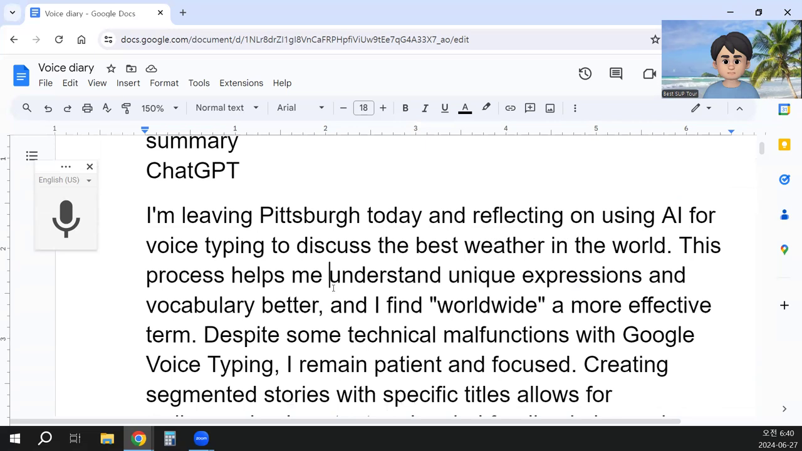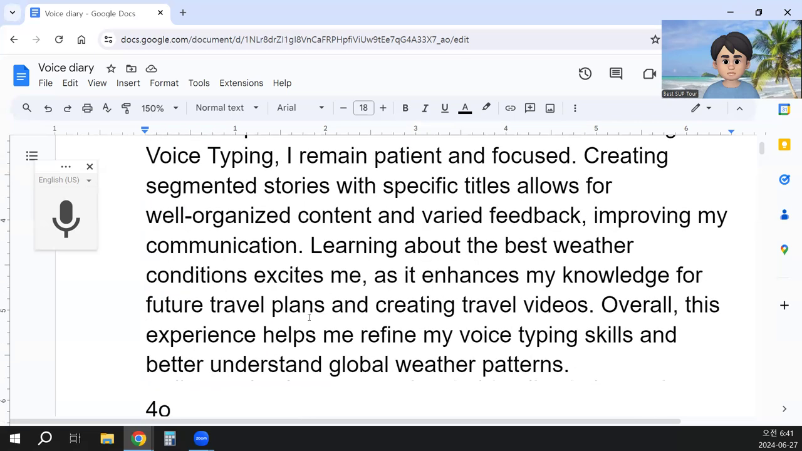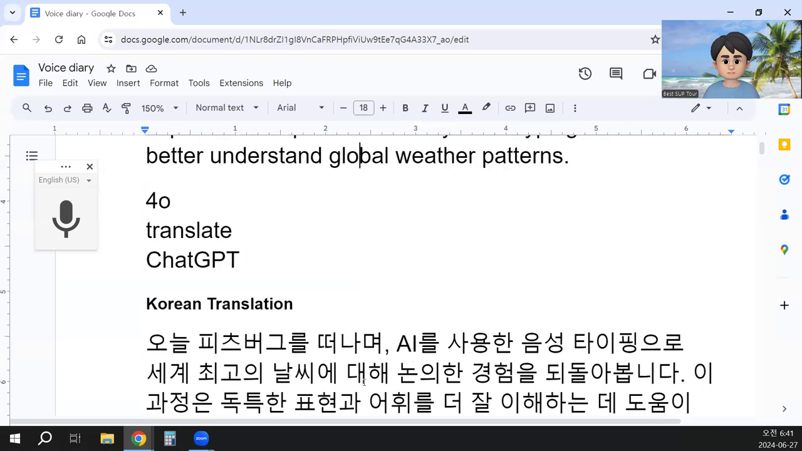I'm leaving Pittsburgh today and reflecting on using AI for voice typing to discuss the best weather in the world, to express and understand unique expressions and vocabulary better. I find worldwide a more effective term despite some technical malfunction with Google voice typing. Focusing on writing segmented stories with specific titles allows for well-organized content and better feedback, improving my communication. Learning about the best weather conditions excites me and enhances my knowledge for future travel plans and creating travel videos. Overall, this experience improves my voice typing skills and helps me better understand global weather patterns.